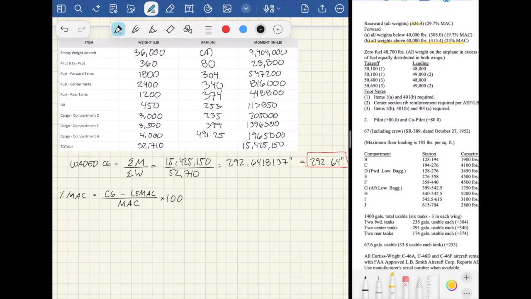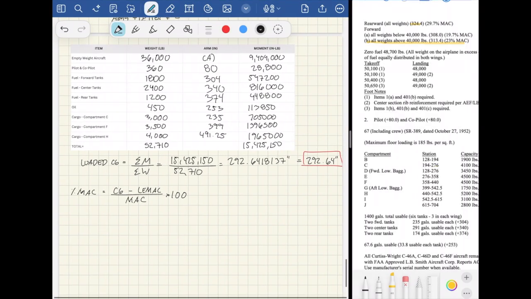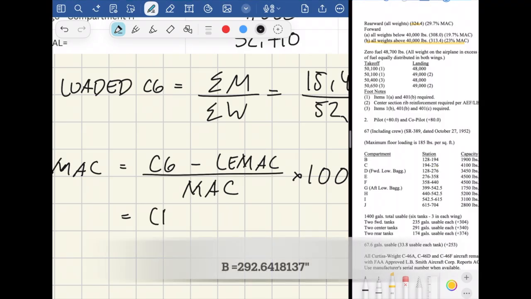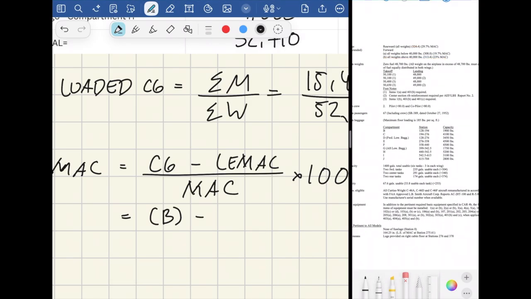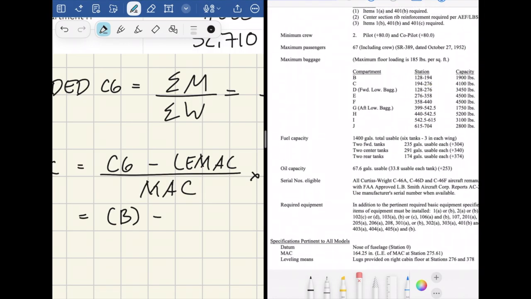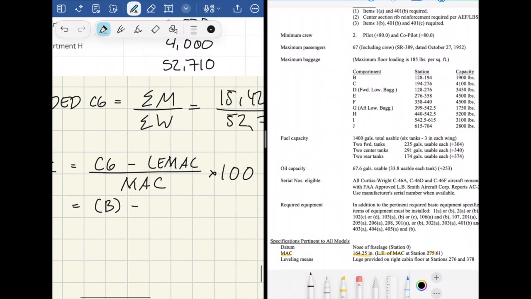Now, we will do a percentage MAC check. So, paano yun? So, we will input our loaded CG sa ating formula. So, let's go. Okay. So, ang ating loaded CG is nakastore sa ating B. So, let's indicate it there. Now, sa LEMAC. Okay, now let's look at our TCDS sheet. Now, let's go sa lower part and we will see here MAC. Now, it says here our MAC is 164.25 inches and our LEMAC is 275.61.